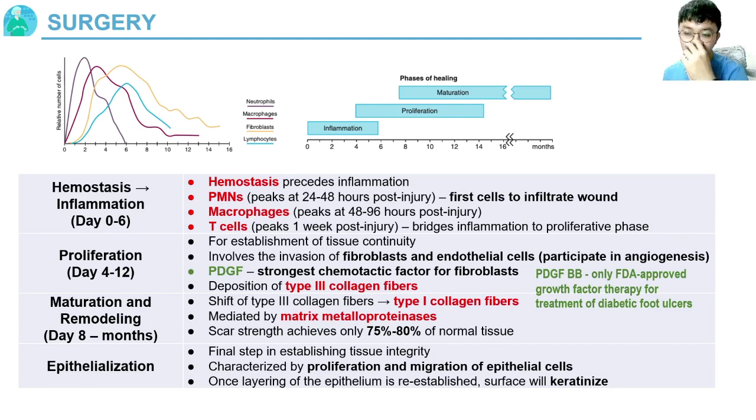And finally, you have your epithelialization phase, which is the final step in establishing tissue integrity. It is characterized by proliferation and migration of epithelial cells. After epithelial cells have arrived there, they can continue to keratinize.